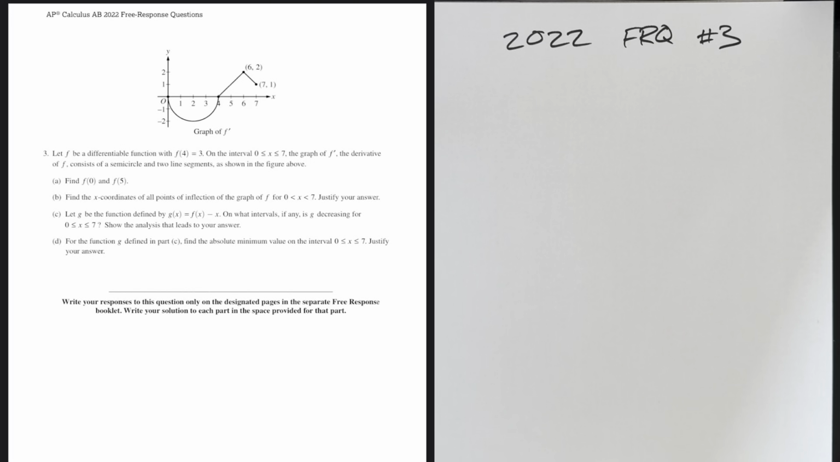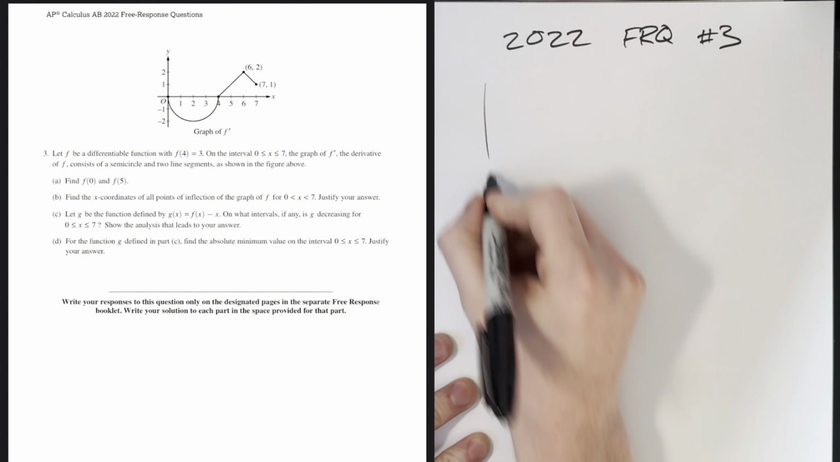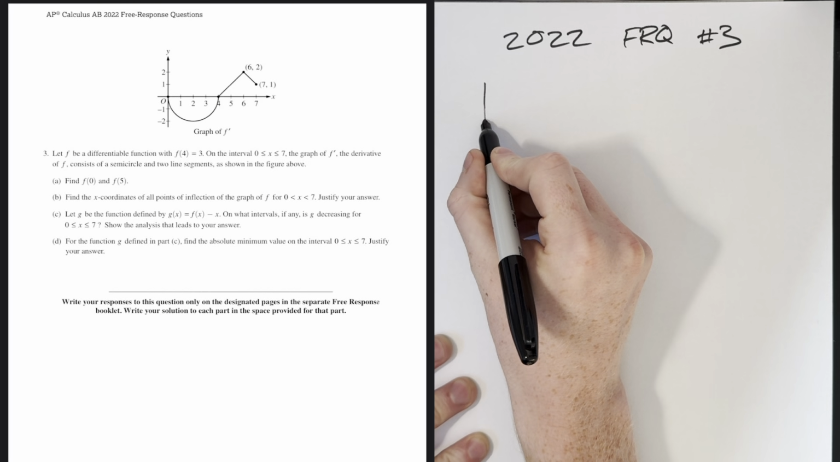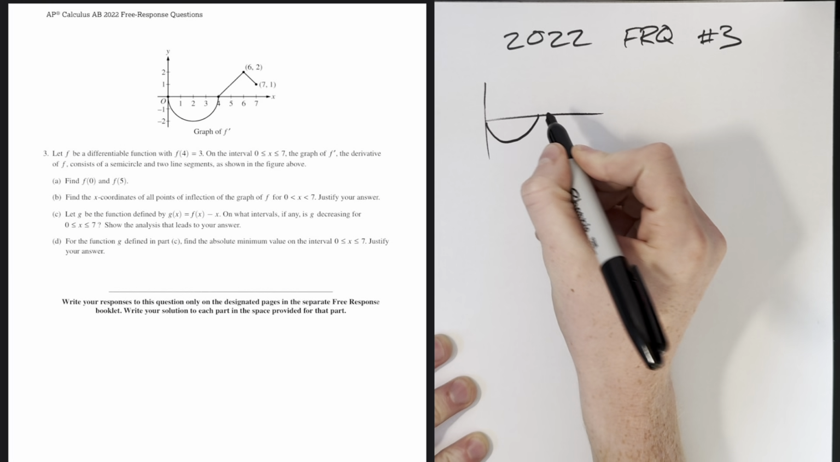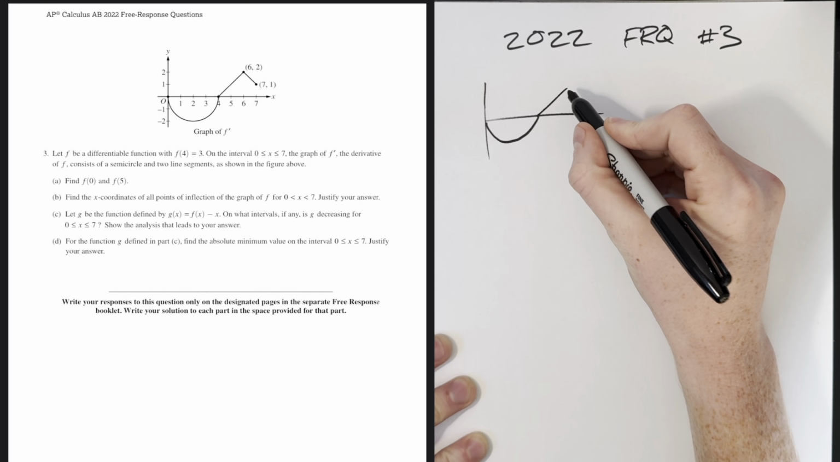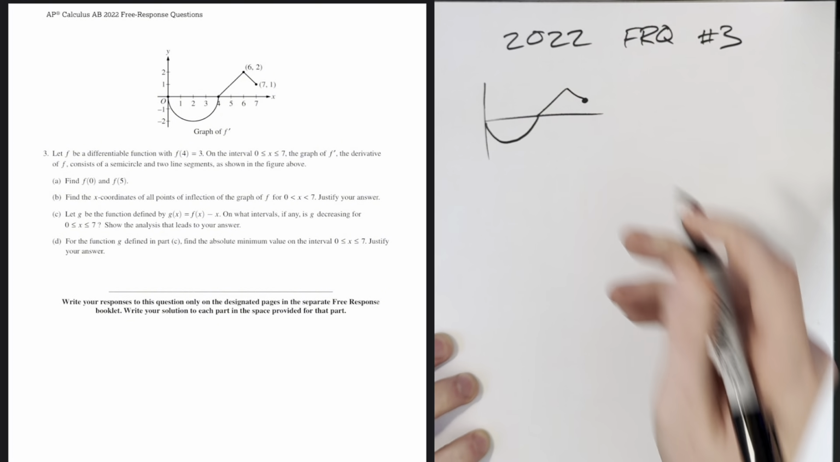So the question says, let f be a differentiable function with f of 4 equal to 3. On the interval from 0 to 7, the graph of f prime, the derivative of f, consists of a semicircle and two line segments, as shown in the figure above. Part A asks us to find f of 0 and f of 5. Okay, so let me do my best to sketch out this function. So we have this semicircle from 0 to 4, and a little triangle down to there.